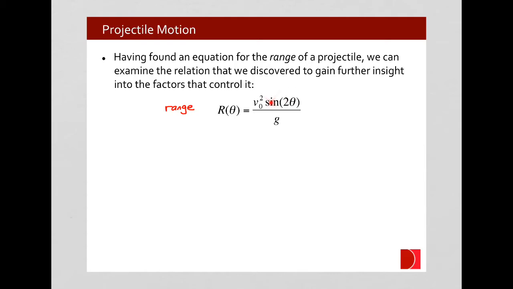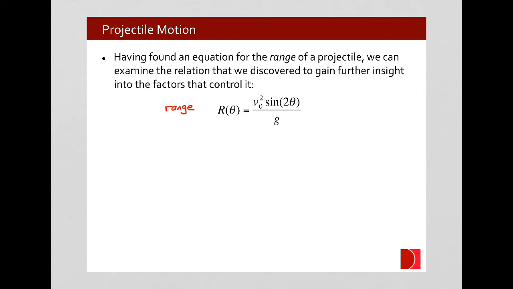It also shows us that the launch angle tells us how far an object will go. You can imagine if you shoot an object at different angles, it should probably go different distances, and that there's a dependence on g as well. So g is gravity on Earth.